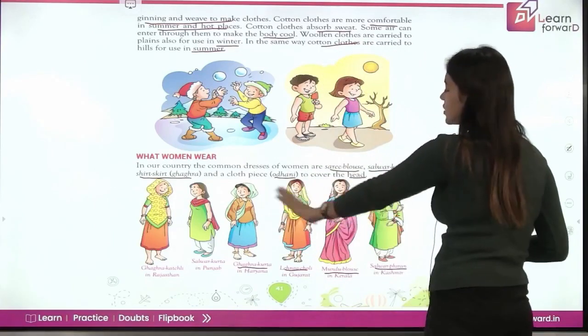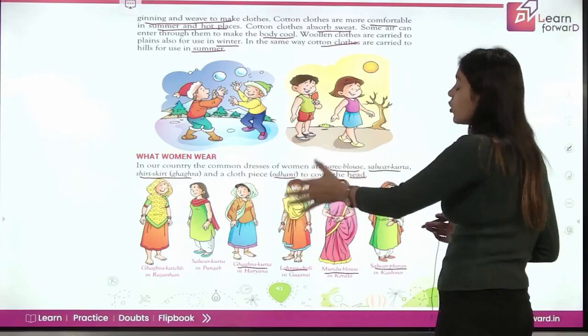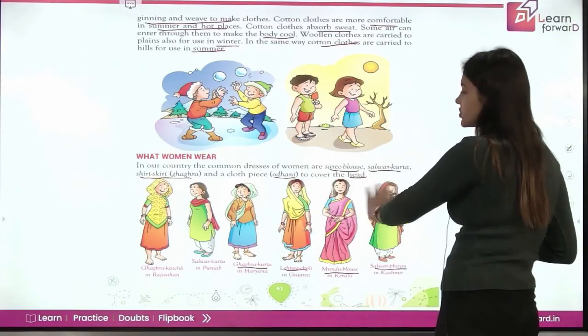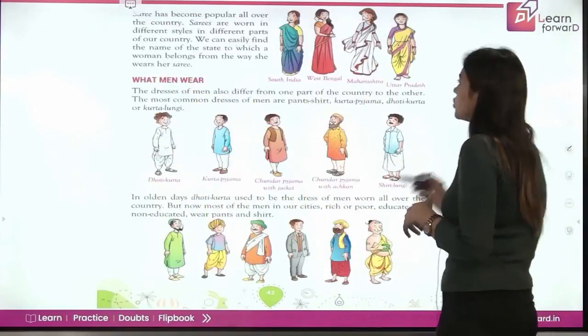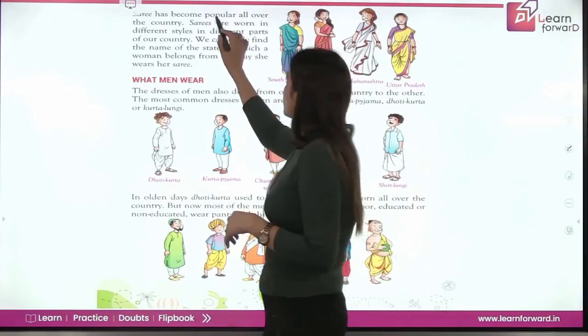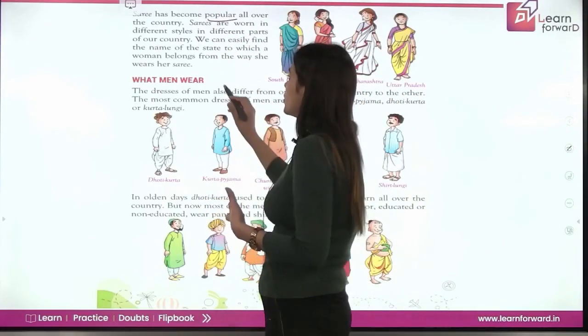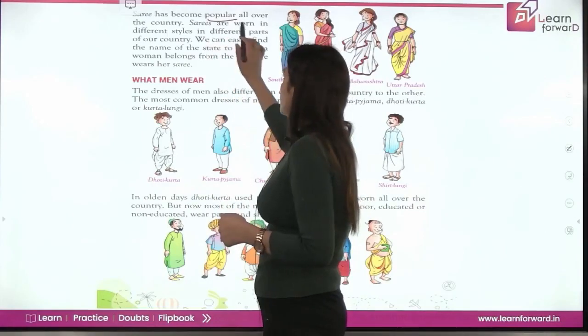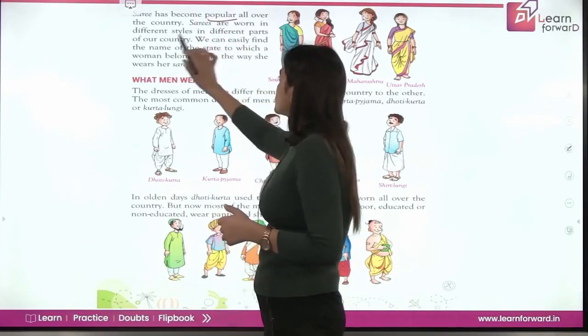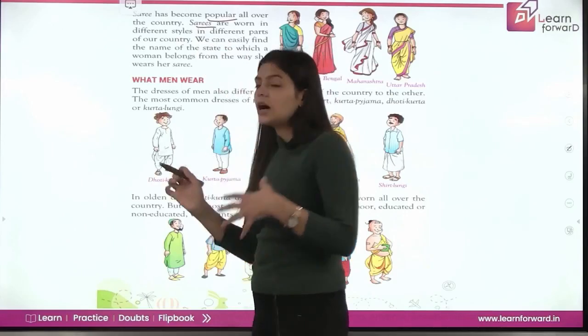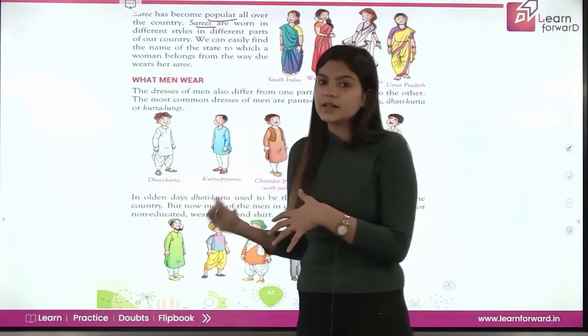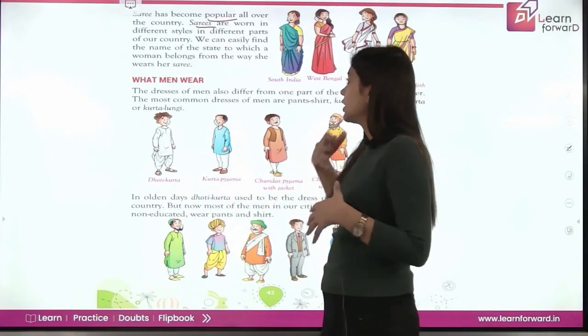So these are some women of different states of our country who are wearing different kinds of clothes. Now the sari has become popular all over the country. The sari is today very popular in our country among the women. Saris are worn in different styles in different parts of our country. The sari is worn in different ways, different styles, in different parts of the country.